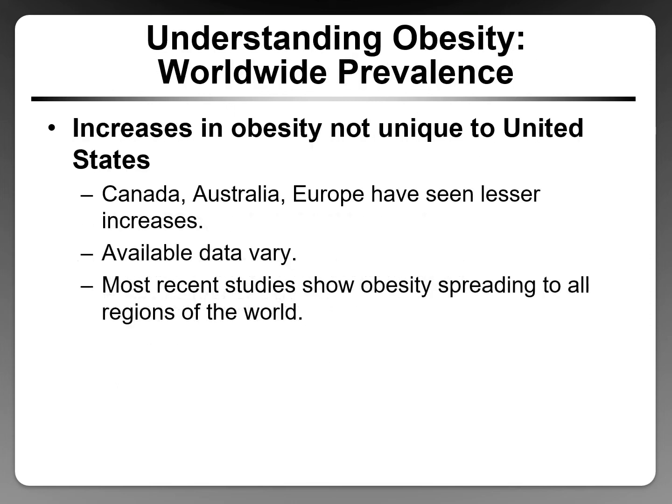So increases in obesity obviously aren't going to be unique to the United States. A lot of the developed countries like Canada, Australia, and Europe have seen lesser increases, but still changes in obesity patterns. Most recent studies show that obesity is spreading to all regions of the world. And again, this is something that we're going to try and curtail because the health manifestations and health risks are going to be pretty significant.